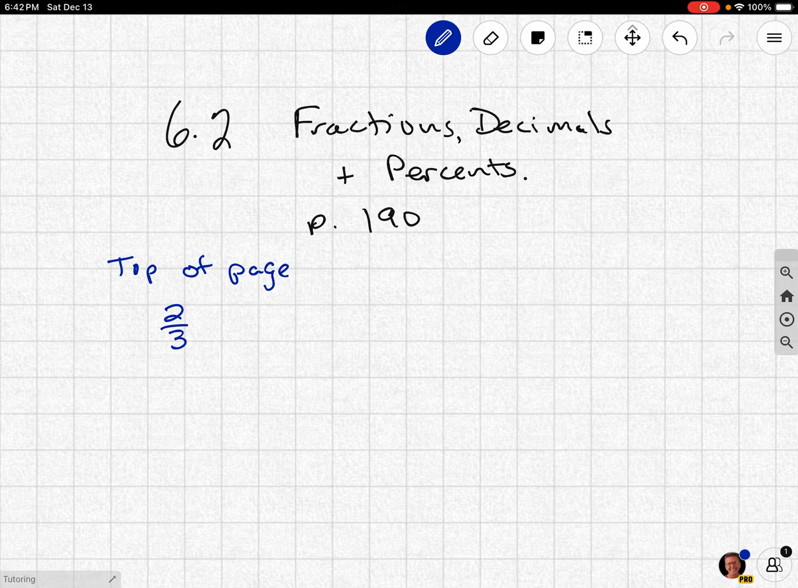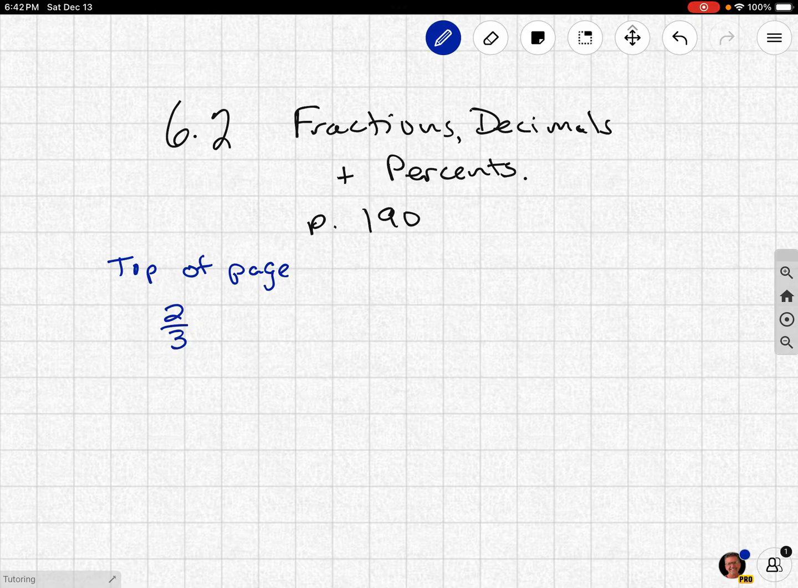So here we go with 6.2. We're on to fractions, decimals, and percents, and taking a look at how they're all related to each other. And really, they're very much related because fractions, decimals, and percents, at least if they don't include a whole number, are just part of a whole number.